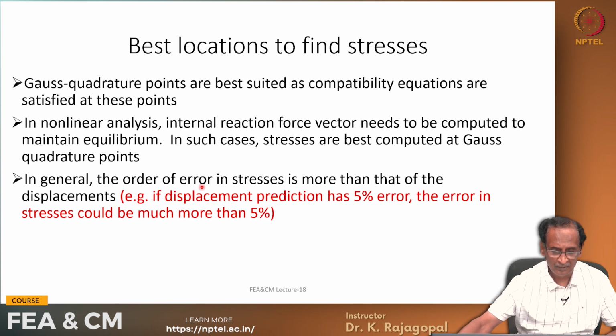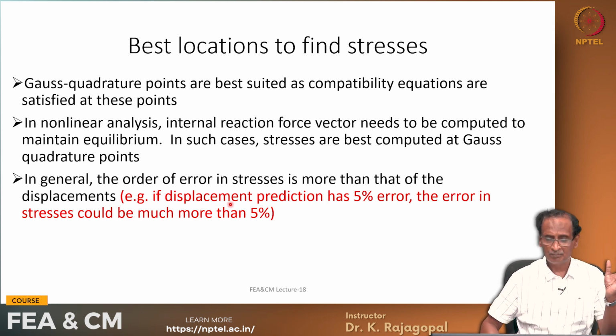And in general the order of error in the stresses is more than that of the displacements. So, if your displacement prediction has a 5% error, the error in the stresses need not be exactly equal to 5%, it could be more or much more sometimes.